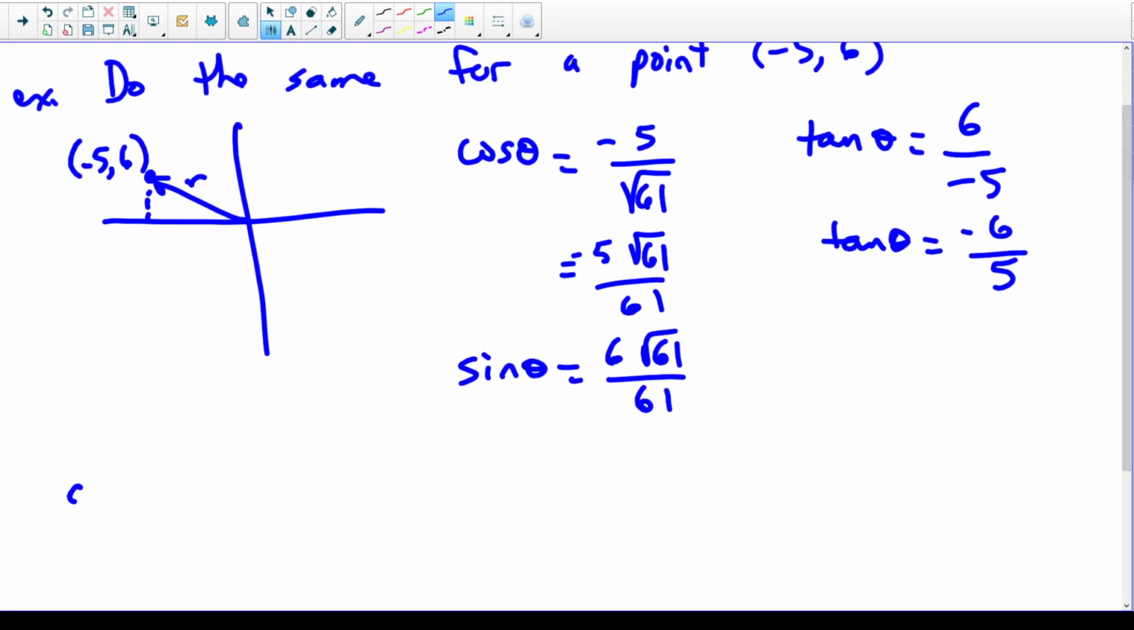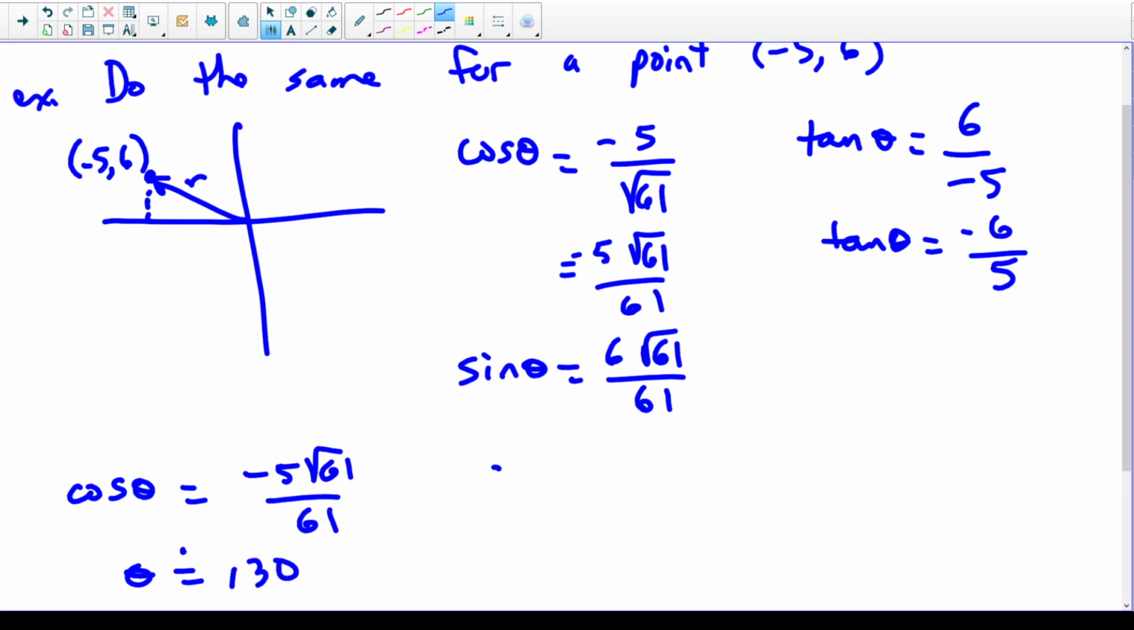If we arc cos negative 5 root 61 over 61, we're going to get, and let me call up the answer here so I don't have to type it into my calculator, and you can double check this in your own time. We're going to get 130 degrees approximately.